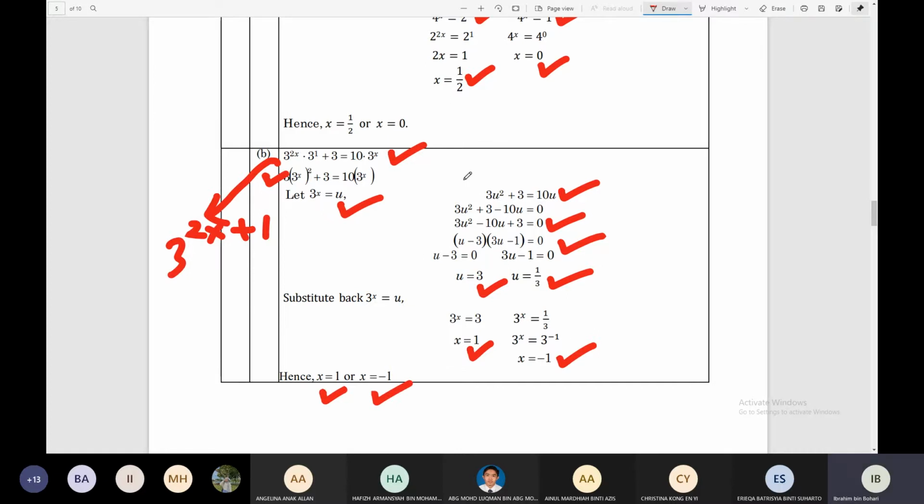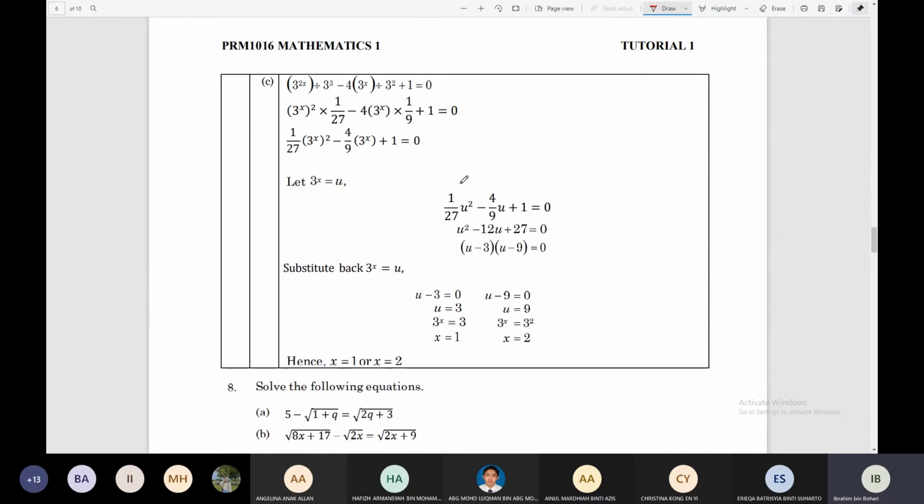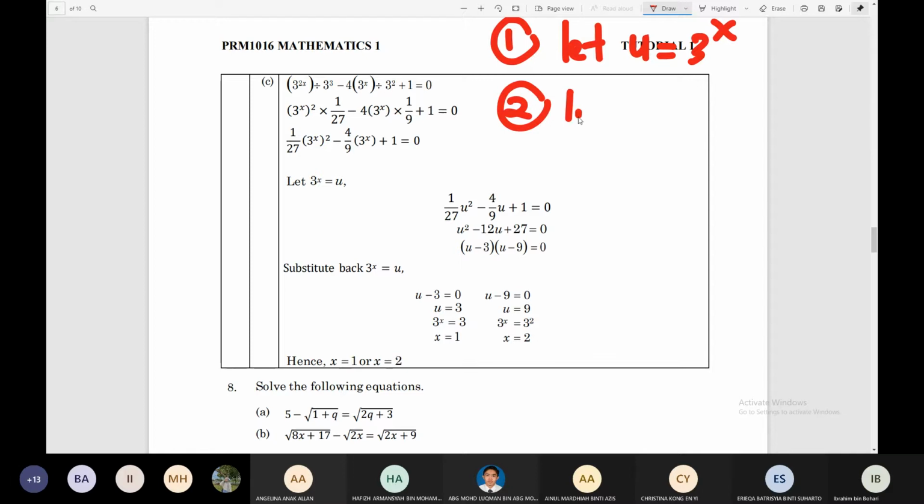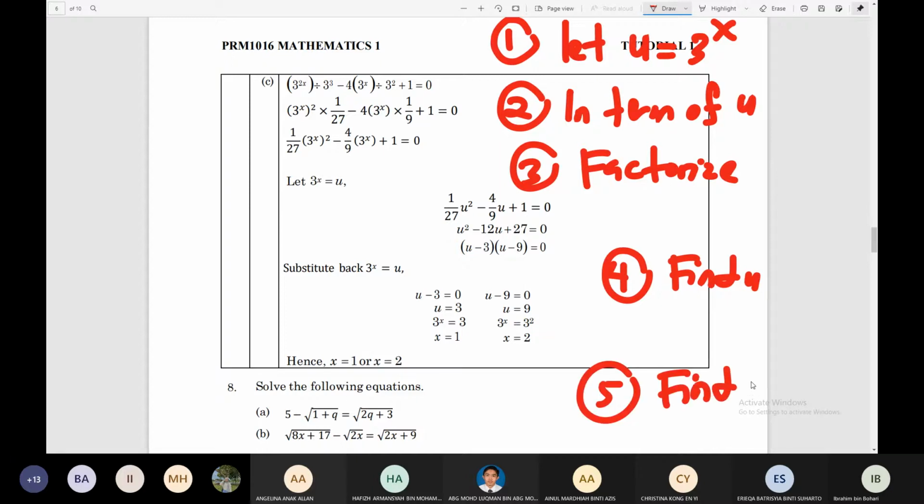Okay, question B and question C. Okay, question C, check the solution first. Okay, question C.